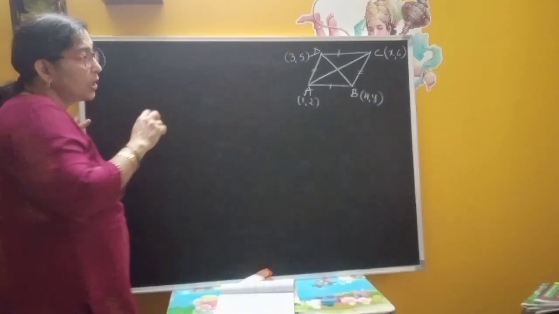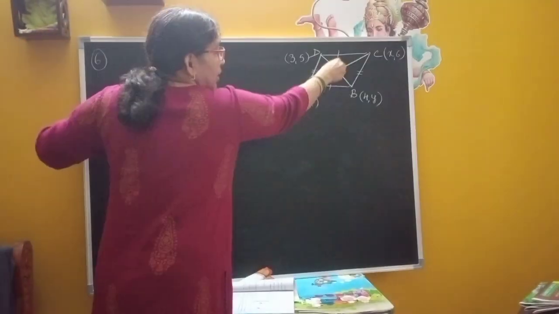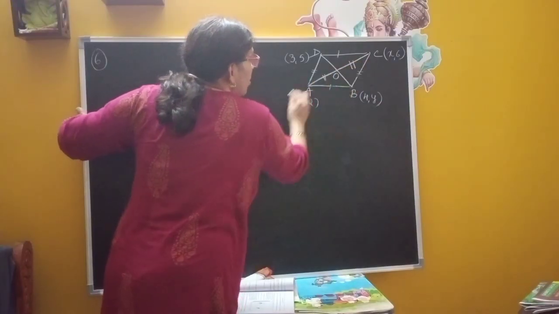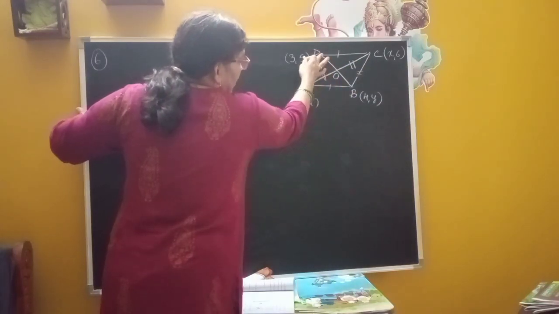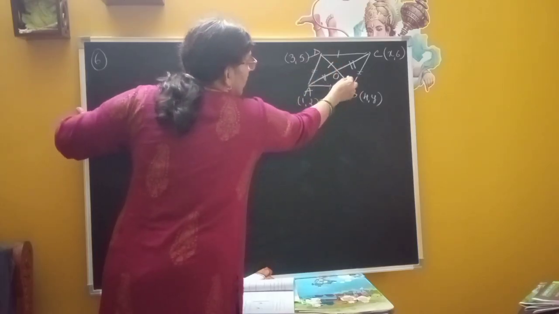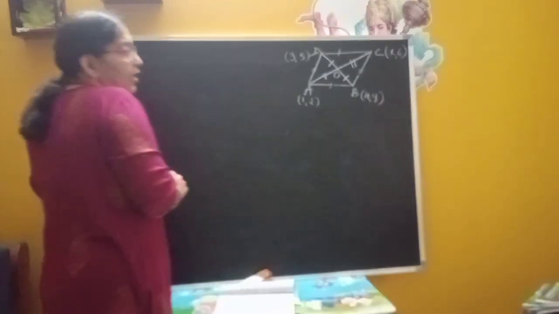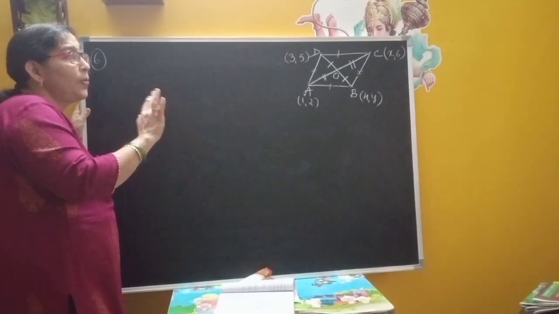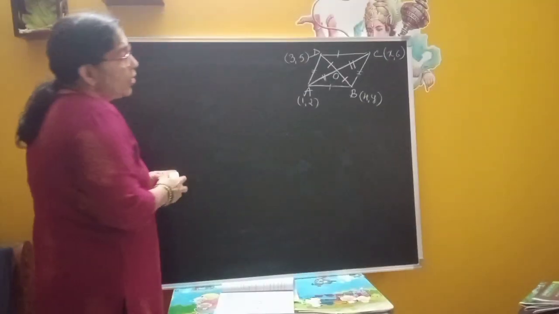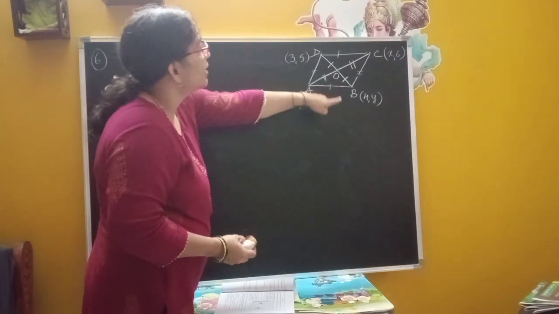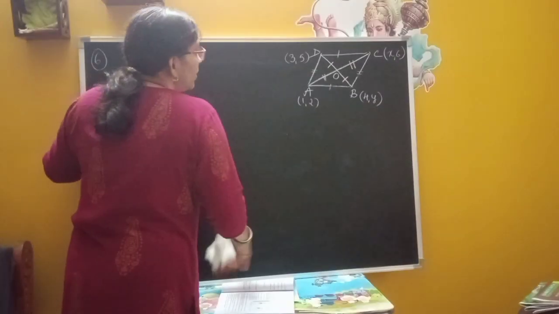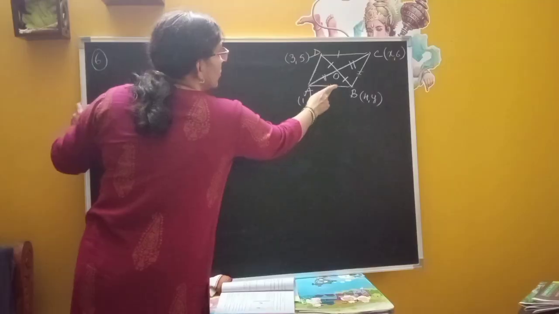What does it mean? The point O divides these diagonals into two equal parts. I mean, AO is equal to CO, and for the other diagonal BD, OD is equal to OB. They bisect each other, they divide into equal parts at the point O. So O is the midpoint of AC as well as BD. Okay, so now let us use that property to solve the problem.